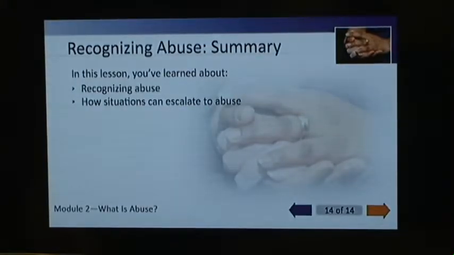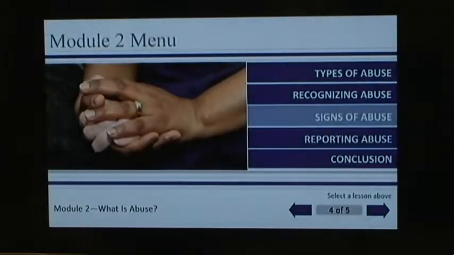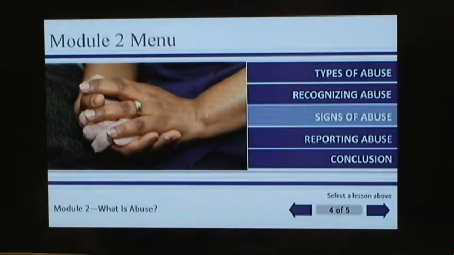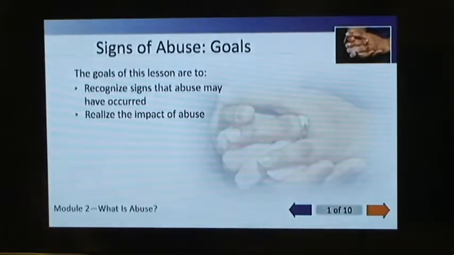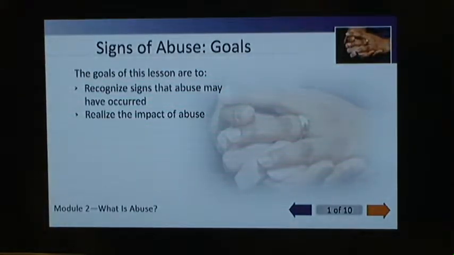So to summarize, you should have learned in this lesson how to recognize abuse and how different situations can escalate to abuse. Now we're going to go forward and discuss signs of abuse, things that you might recognize in a resident that might be signs that abuse has occurred. Our goals are to recognize signs that abuse may have occurred and realize the impact of abuse.